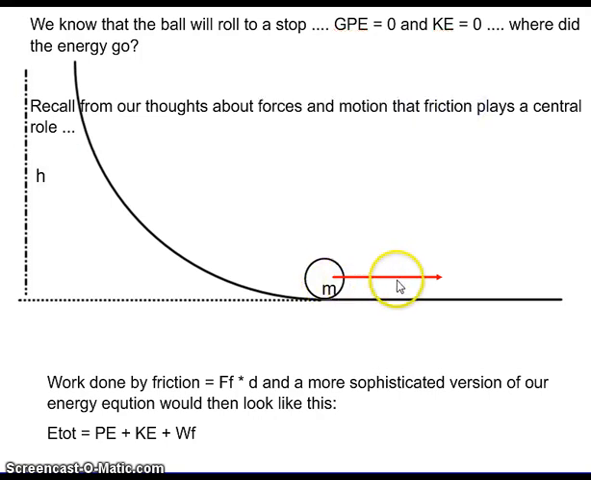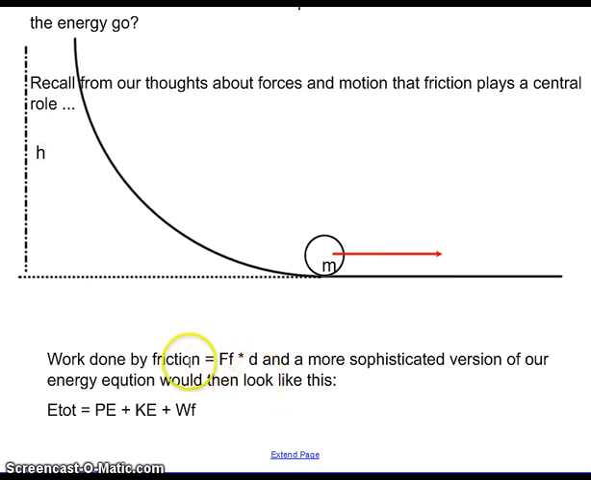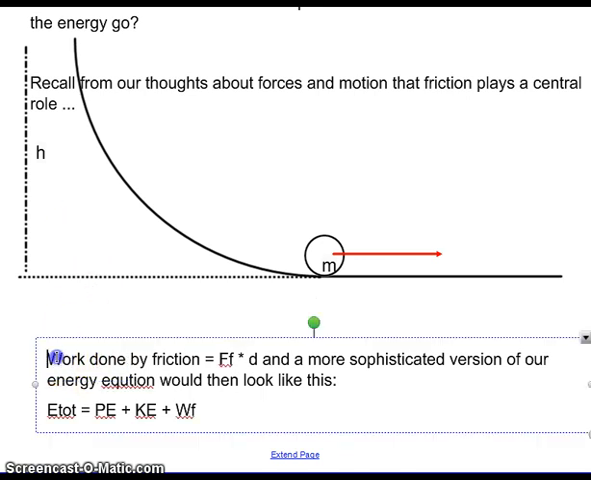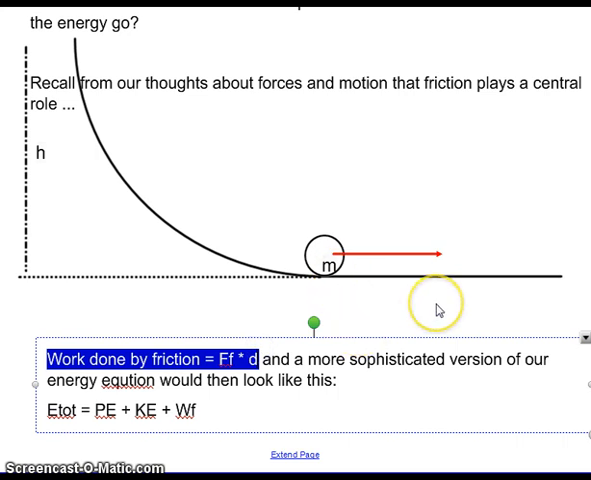And we know that this ball will move to the right and eventually come to a stop someplace out on the right here. So we can move to a more sophisticated version of our energy equation by thinking about the work done by friction. The work done by friction is the frictional force, whatever that happens to be, we know how to calculate that, times the distance.